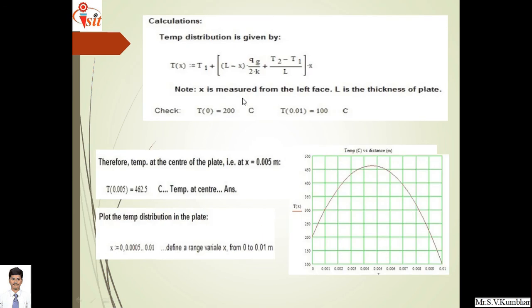Considering second case, temperature distribution is given as Tx is equal to T1 plus (L minus x) x Qg upon 2K plus (T2 minus T1) upon L into x. We have to determine the temperature at center. At center, x is equal to 0.5 centimeter, that is, x is equal to 0.005 meter. Substitute this value here, we will get temperature at center as 462.5 degrees centigrade. Now we know end temperature, that is at left hand side 200 degrees, at right hand side 100 degrees centigrade which is given, and at center the temperature is 462.5.